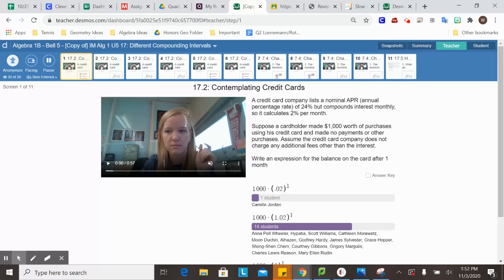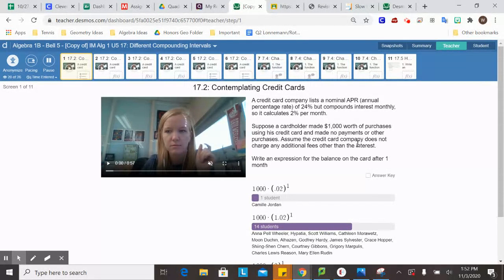But this first slide, we're talking about a credit card, and they've got an annual percentage rate of 24%, but they compound interest monthly. So it's calculated as 2% per month. And that 2% is calculated by doing 24 divided by 12 because it's compounded monthly. So there are 12 months in a year. So 24 divided by 12 gives us that 2%.